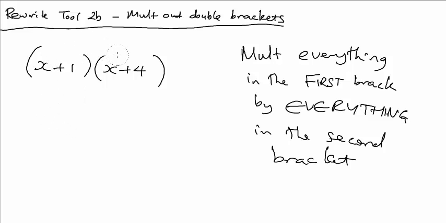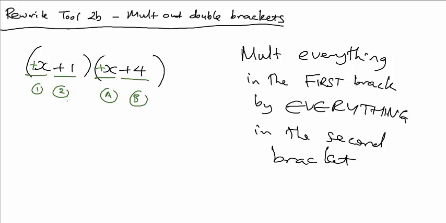So look at this. Remember, firstly, we don't see this as x, add 1. We see this as plus x plus 1. We see this as plus x plus 4. That's how we always look at algebra from now on. Now look, we want to multiply everything in the first bracket, so we've got two things in the first bracket. And we've got two things in the second bracket. Call it A and B for this time.